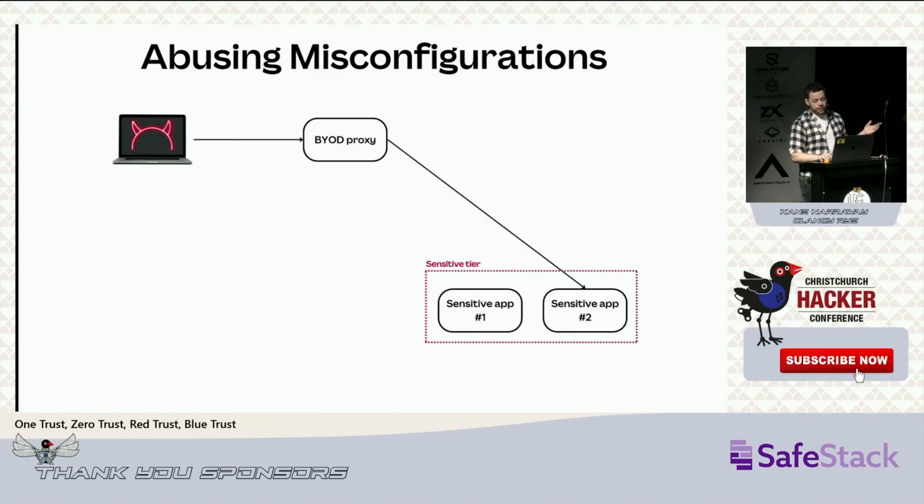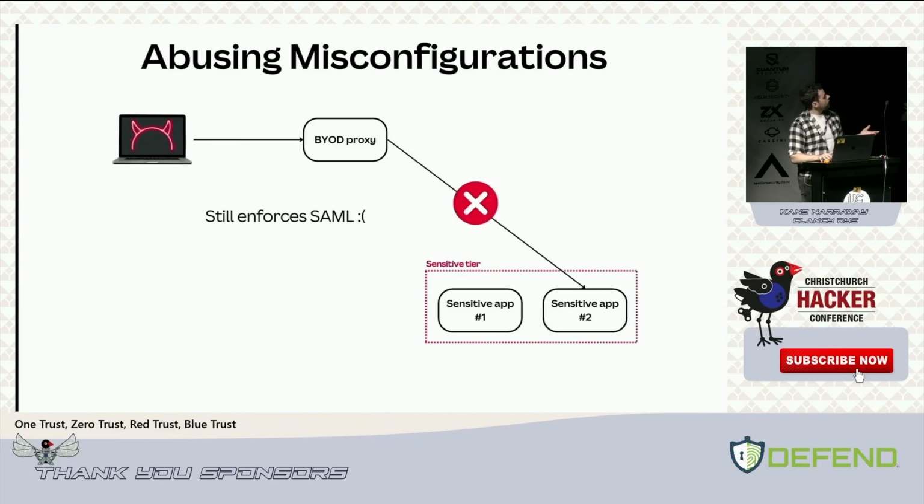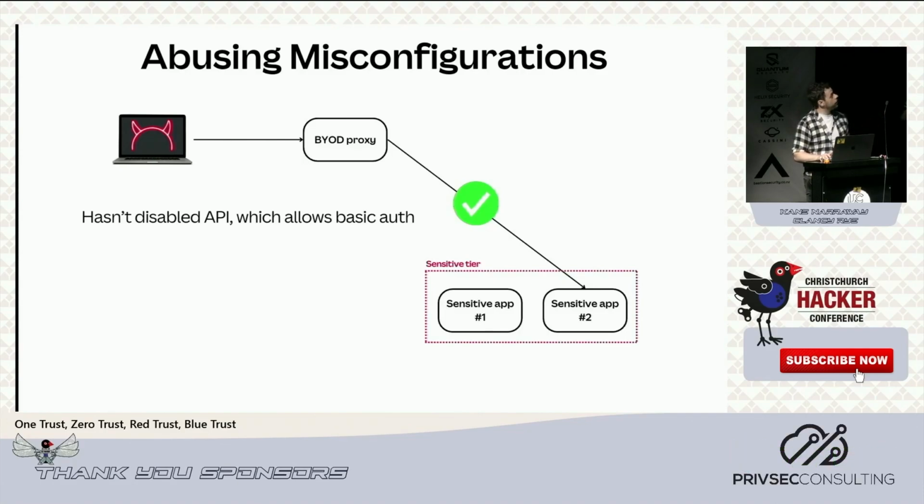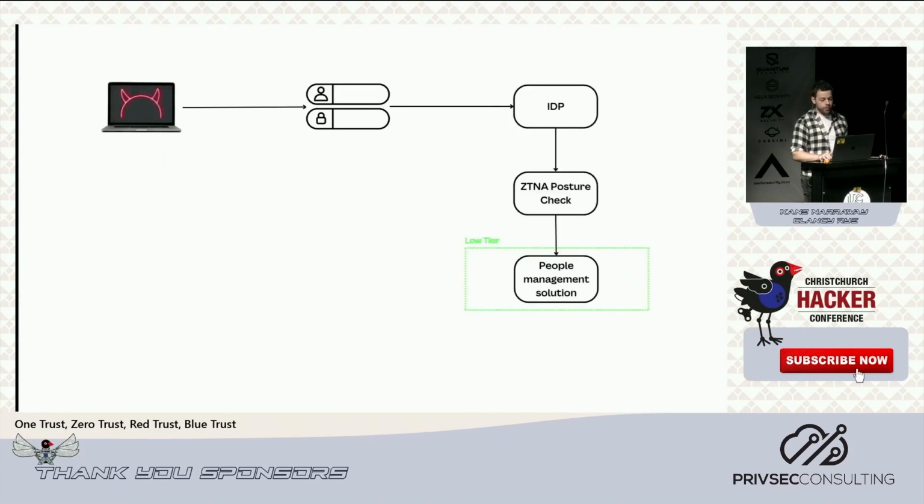Let's try the same with sensitive app number two. This time around, it looks like they are correctly enforcing SAML. So, out of luck? Not quite. It looks like the sysadmin here has forgotten to disable the API, so we're able to just authenticate using our basic auth credentials and then have full access to the app as well.